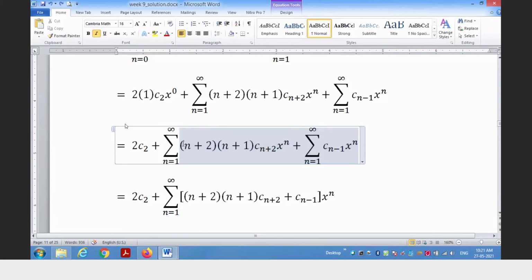You add those coefficients. The coefficient of this will be n plus 2 times n plus 1 times c_(n+2), while this coefficient will be plus c_(n-1), and we multiply all those coefficients with x to the power of n. Is it clear? Who cannot follow? Because this is the basic concept. Later on, you will find these coefficients. Any question before I proceed?